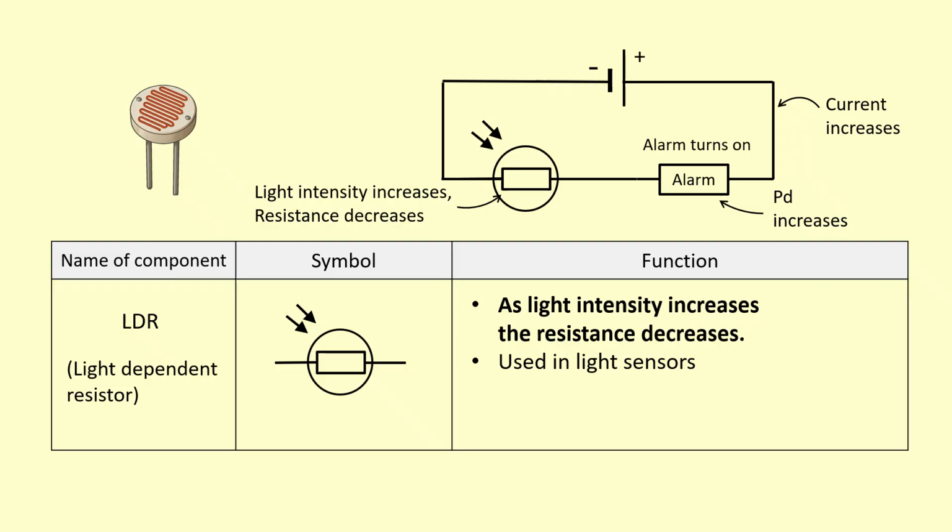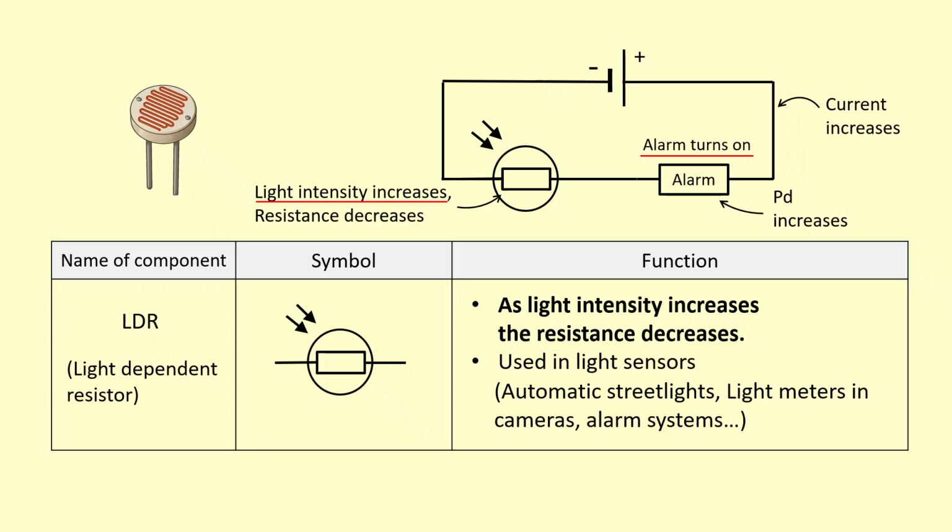So this means that the alarm is going to turn on because it's getting more current and more voltage, so it's going to sound the alarm. What we've done is, as we increase light, we've made the alarm sound. As you can imagine, this might be useful as a morning alarm when it gets bright and you want the alarm to turn on. But there's many other uses. You can use it in automatic street lights, light meters and cameras, and alarm systems, and many other ways as a light sensor.